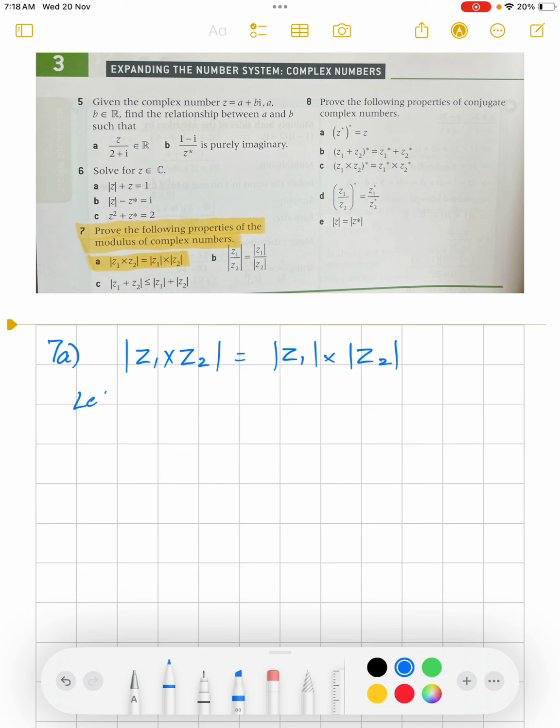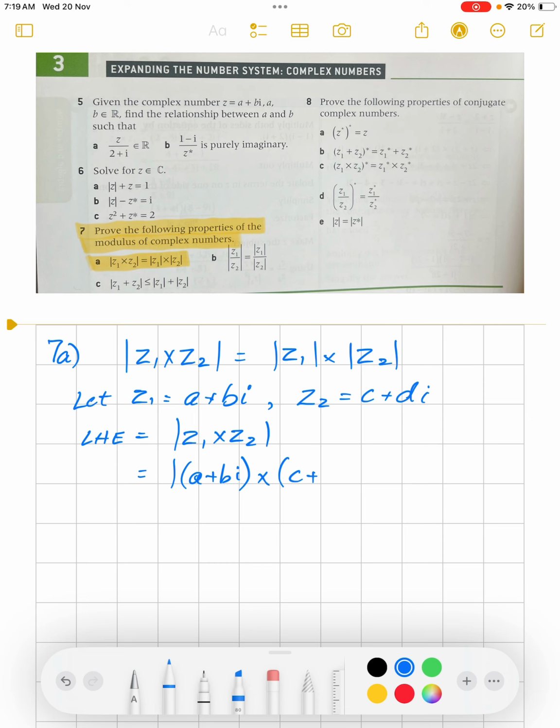I'm going to start by letting z1 be a plus bi, and let z2 be c plus di. And now let's work on the left-hand expression first. The left-hand expression is the modulus of z1 times z2. If we substitute a plus bi for z1 and c plus di for z2.